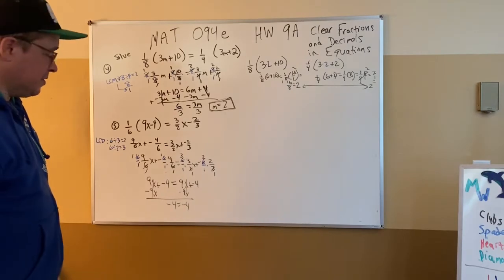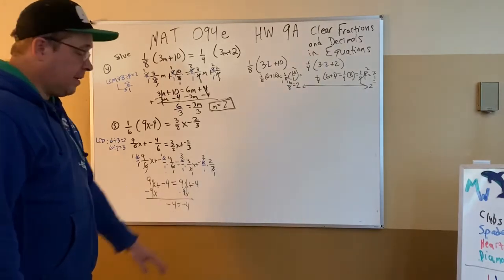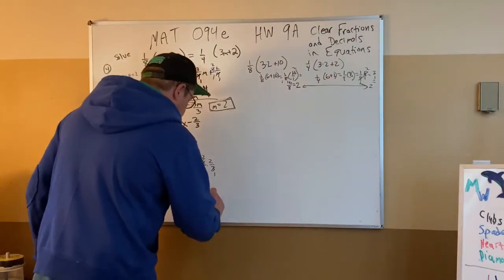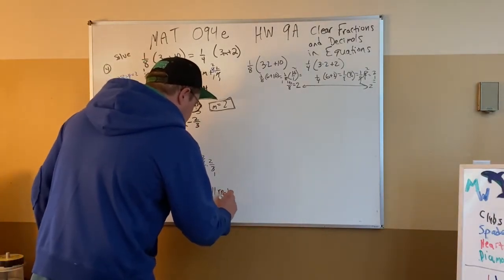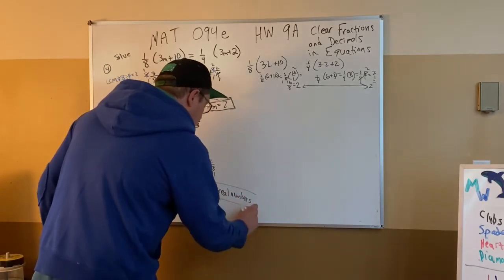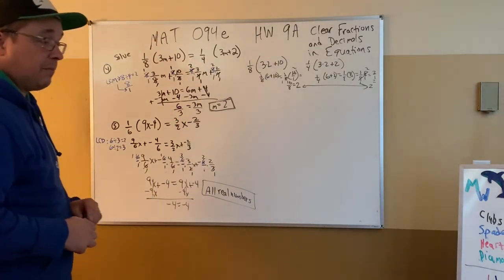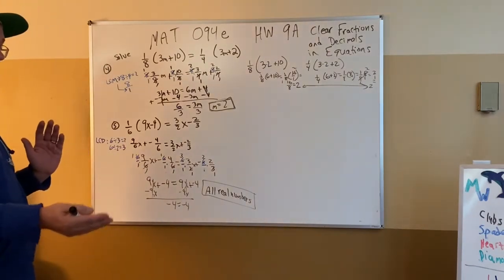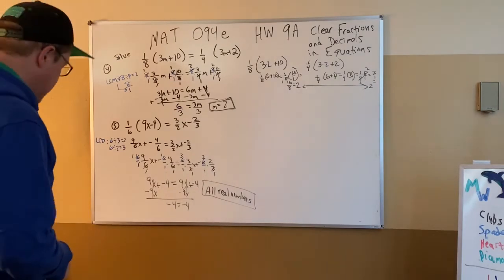Negative 4 always equals negative 4. If it were to say something like negative 4 equals 7, that's never true and you'd have no solutions. But this one falls under the category of all real numbers, meaning no matter what number you put in, you're going to get the two sides to hit the same target. I can't tell you what the target would be because it'll change every time based on what number you put in, but it will be the same number on both sides.